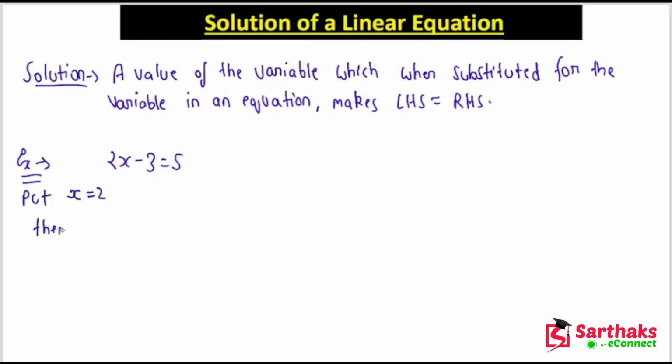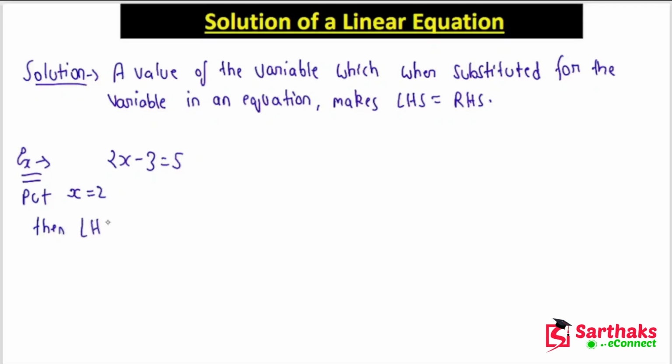Okay, then LHS is equal to 2 into 2 minus 3. So we have replaced x by 2. So we have LHS equal to 2 into 2 minus 3, which is 4 minus 3, which is equal to 1. You can see clearly LHS is not equal to RHS. Why? Because LHS came out to be 1, but RHS is 5. So 1 is not equal to 5. So we can clearly see that x equals 2 is not a solution of this equation.